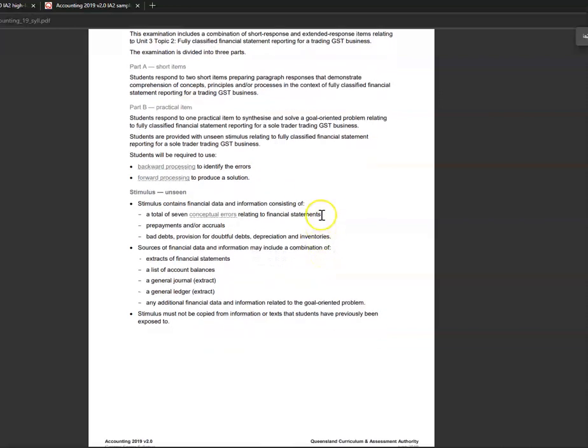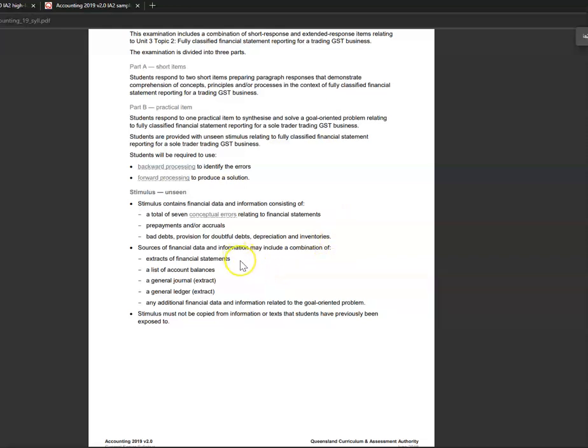Now with the stimulus, you'll be given stimulus that contains financial data and information. There will be a total of 7 conceptual errors relating to financial statements. So you'll be finding 7 errors, and you'll be asked to identify what those are and correct them. It may relate to prepayments and or accruals, bad debts, provision for doubtful debts, depreciation and inventories. So the balance day adjustments will be relating to all or some of those.